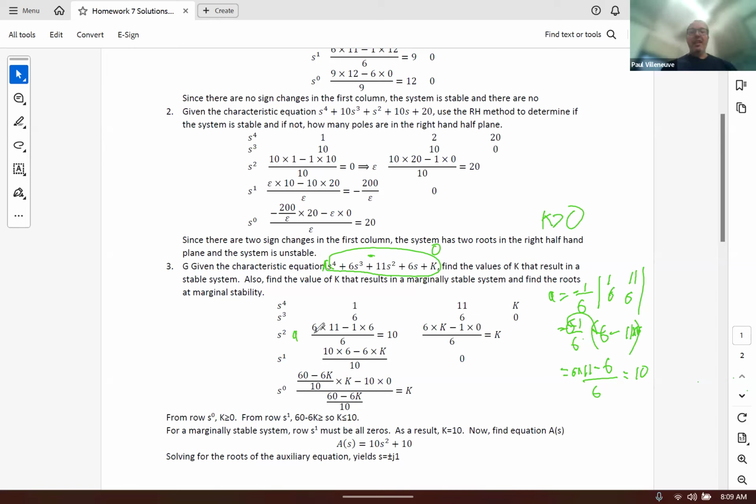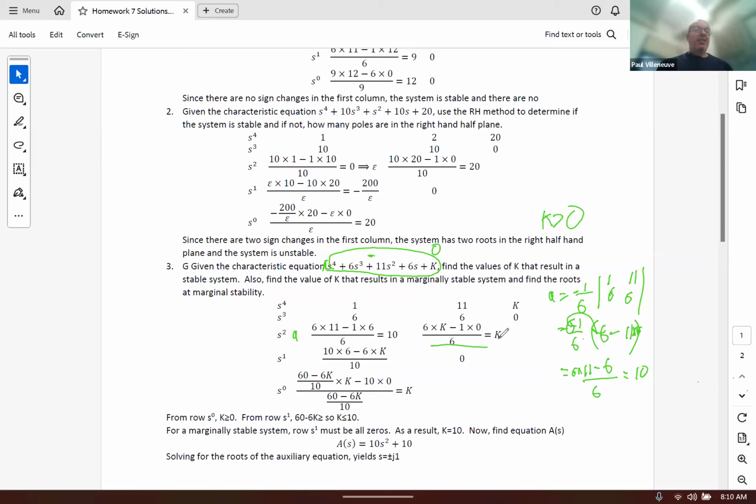So there's 10. Then I do the same thing over here, and hopefully you see that you can get the value of K by multiplying it out. Then I move to the next row. So it's the -1 over the number that's previous to it, and then the determinant of the 2 elements that are directly above and the 1 to the right. So 10 times 6 minus 6 times K, divided by 10. And then I don't have any more coefficients over here, so it's just going to be 0.